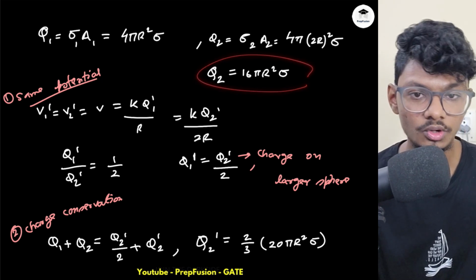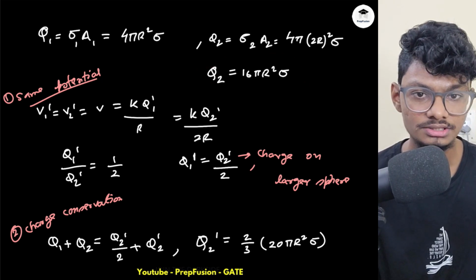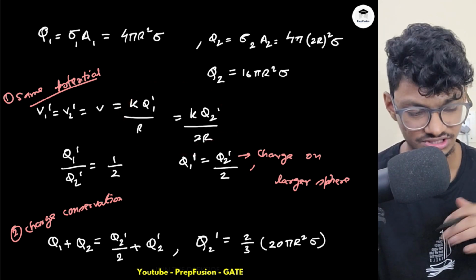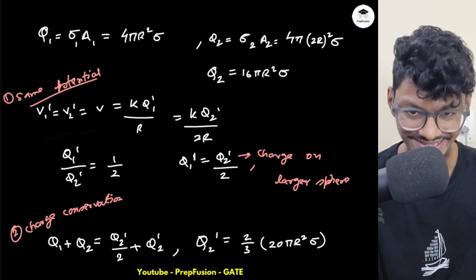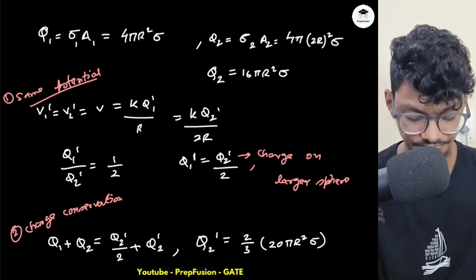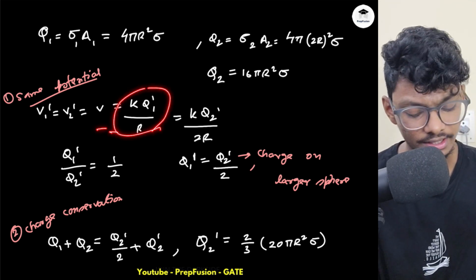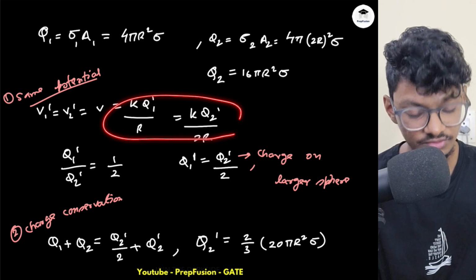If it has more charge, after they are connected with a wire, charge will distribute. And how will they distribute? As if they have same potential, because the surface will become equipotential. So V1 dash will be equals to V2 dash. Dash means after t equal to 0, or after connecting the wire, V equals KQ1 dash by R equals KQ2 dash by 2R. So this is the formula for potential.